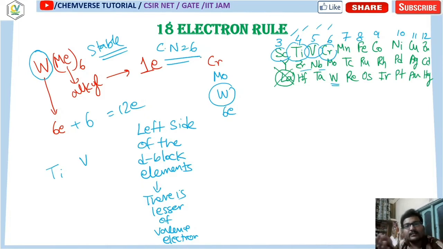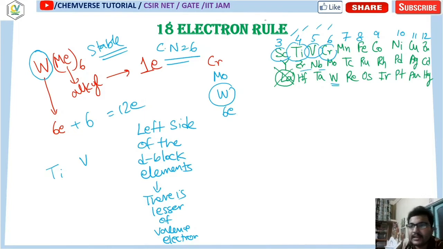Okay, that's why the left portion of the periodic table, you can see that it is due to the presence of a lower number of valence electrons. It cannot follow the 18 electron rule. So this is one case.